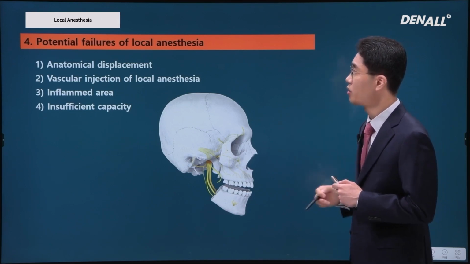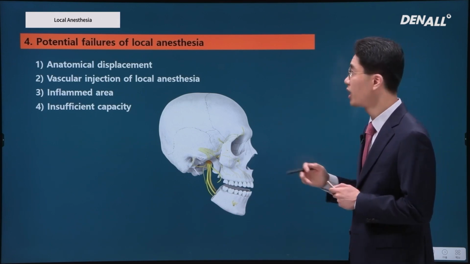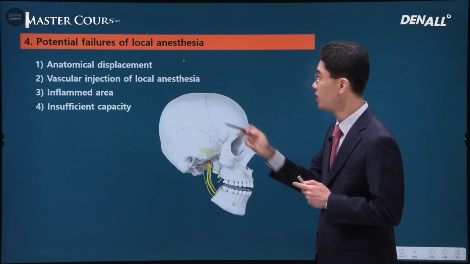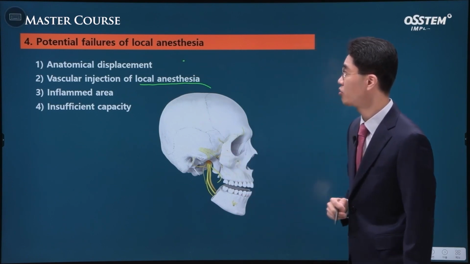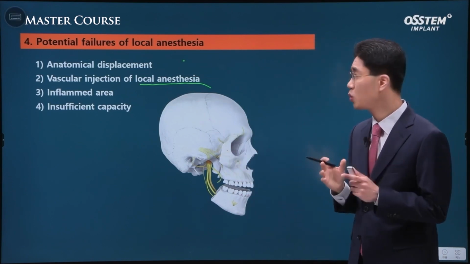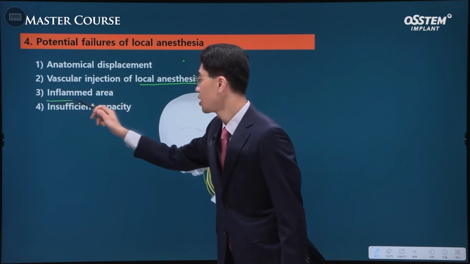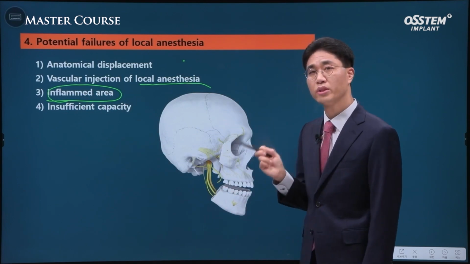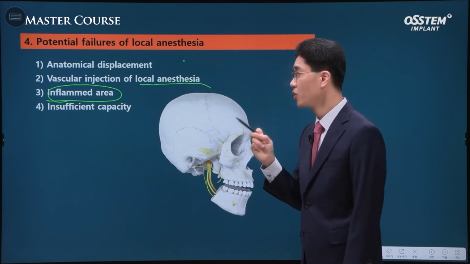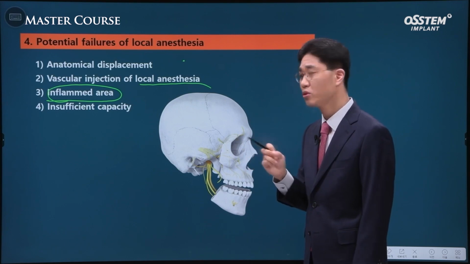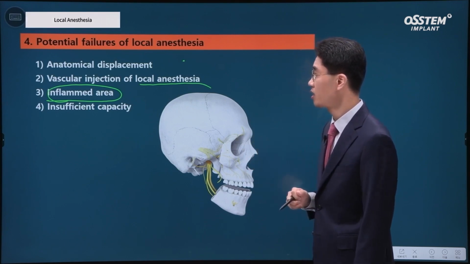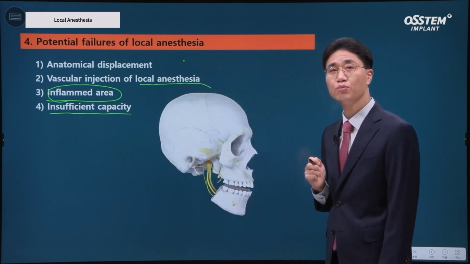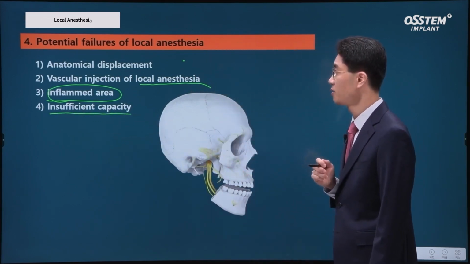There can be failures of local anesthesia. There are a couple of factors. First is anatomical displacement. Second is vascular injection of local anesthesia, which will lead to failure. Third is the area with inflammation. Anesthesia can be difficult in such areas. You need to utilize infiltration and block anesthesia depending on different situations. Also, the amount of injection solution may be insufficient.